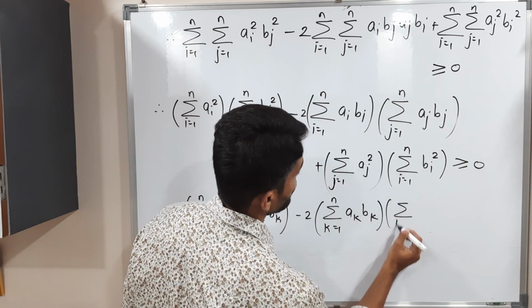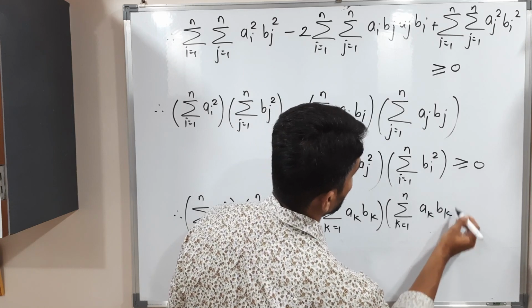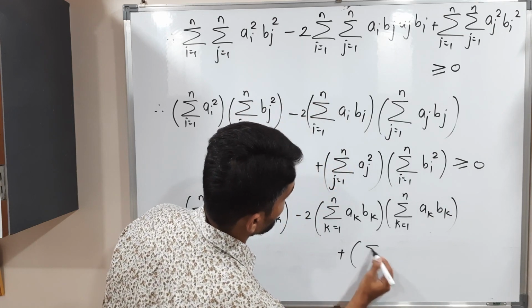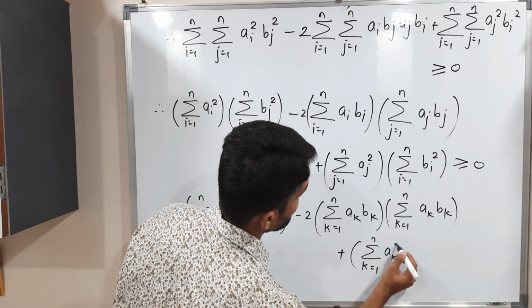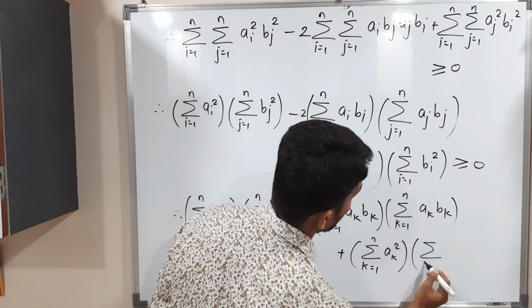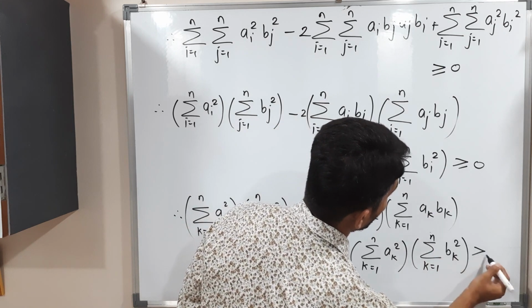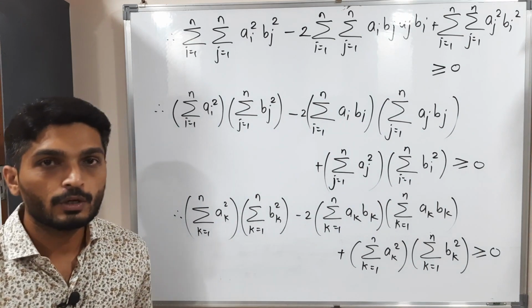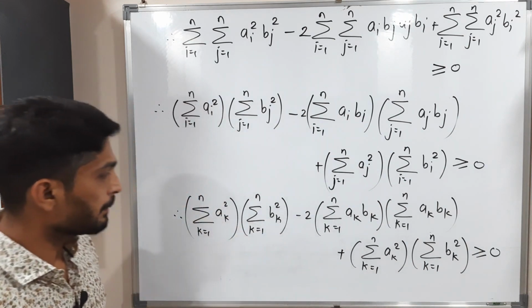Here also summation k running from 1 to n, what am I supposed to write? Ak bk plus here also I will do the same summation k running from 1 to n ak square, and here summation k running from 1 to n bk square, and the important thing is that it is greater than or equal to 0. So that means summation, I use k only. Okay, so what will happen because of this?